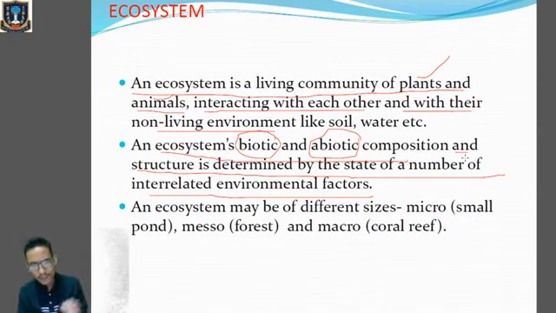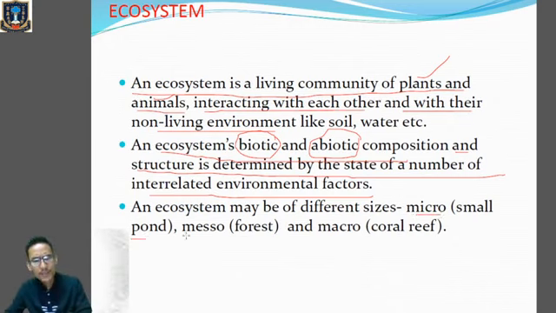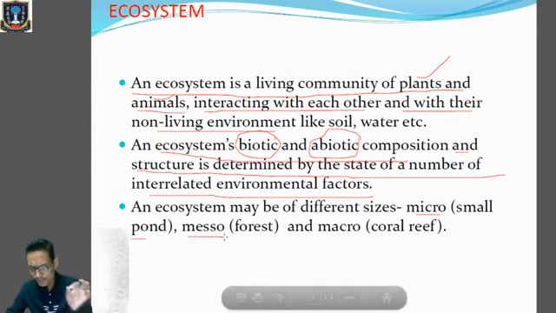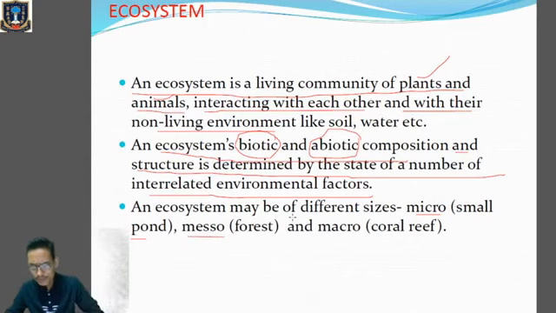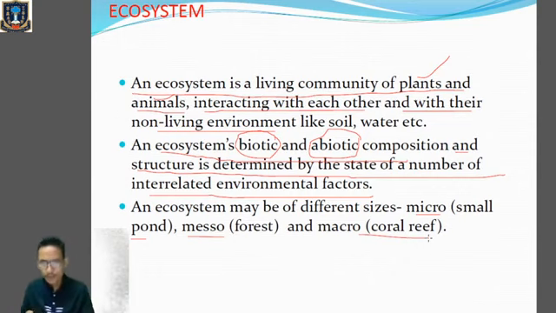Next, ecosystems can be of different sizes. It can be small, which is called micro, for example a small pond. It can be of medium scale, meso, meaning middle, like a forest ecosystem. It can be of larger size, for example a coral reef. So we find the micro ecosystem, example a small pond; the meso ecosystem, example a forest ecosystem; and on a larger scale the macro ecosystem, example a coral reef.